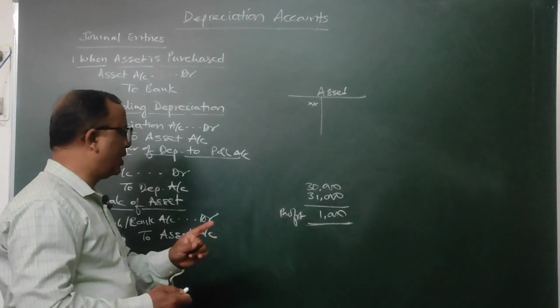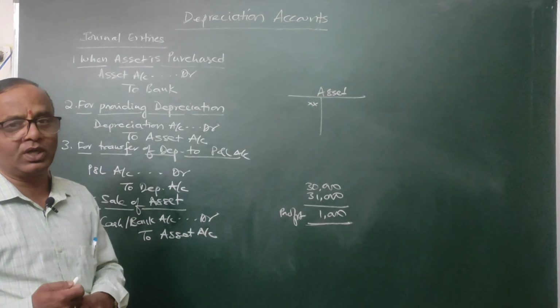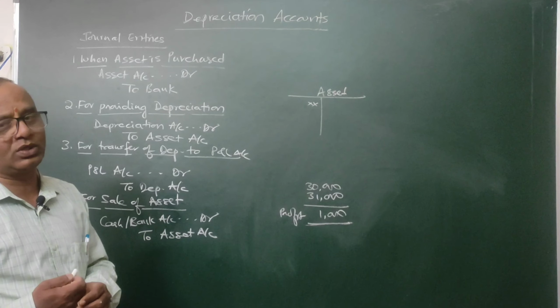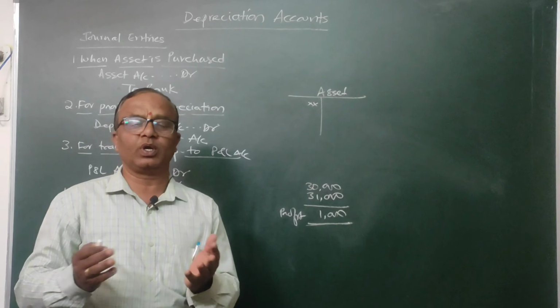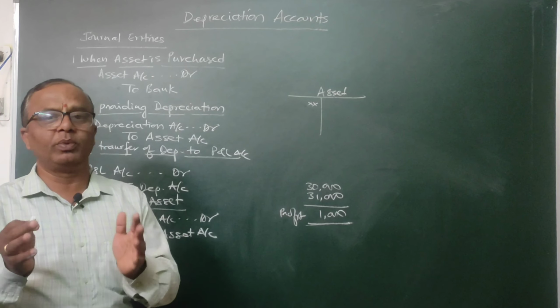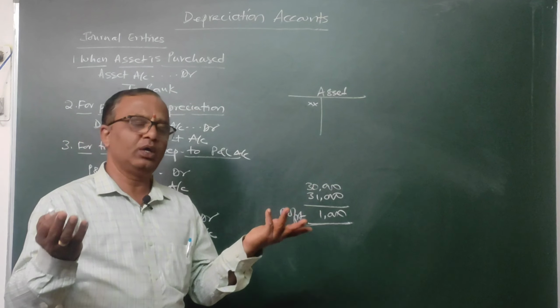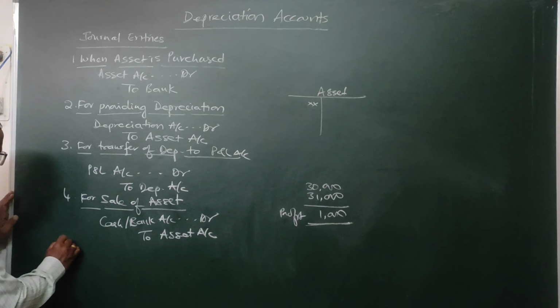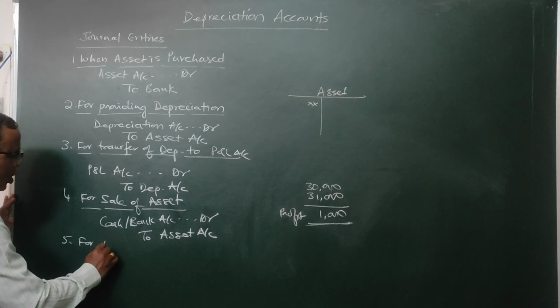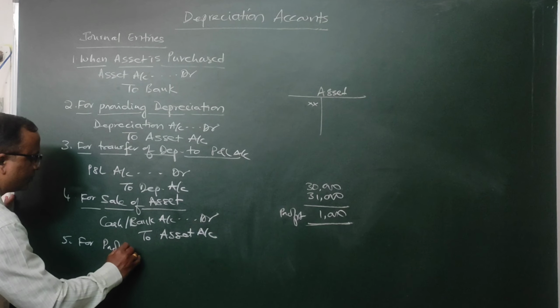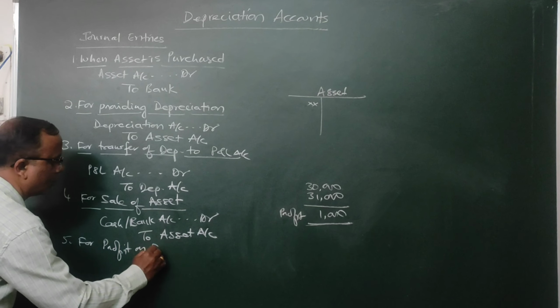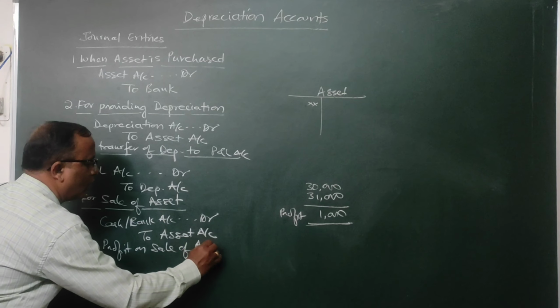If you have made a profit on sale of an asset, what should be the entry? If you have made a loss on the sale of an asset, what is the entry? See, profit or loss, whatever you get on sale of an asset, it should be transferred to the profit and loss account. Okay, so simply, if you observe here, for profit on sale of asset, what should be the entry?